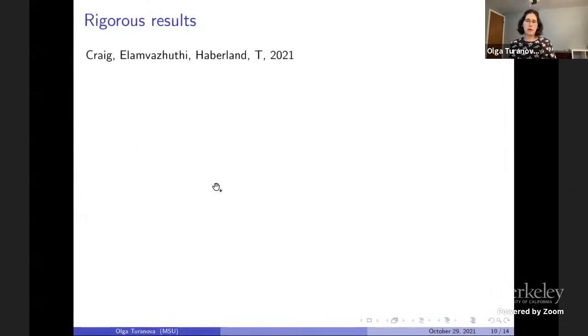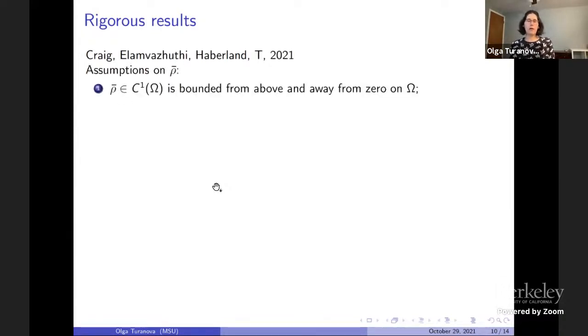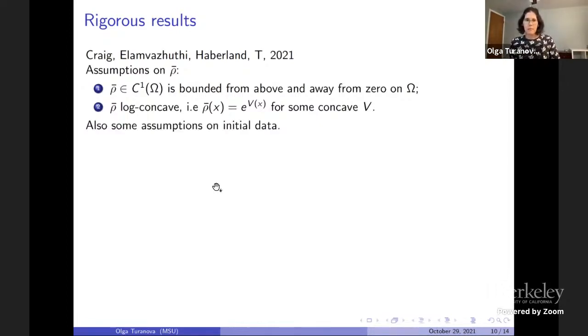So let me just state our results rigorously. There are my collaborators, Craig, Olga, Smoothie, and Hammerland. Our assumption on our coefficient is that it's C1 and bounded from above and strictly away from 0 on our Omega. The second assumption is that rho bar is log concave, so it's e to the v of x for some concave v. And we also make some assumptions on the initial data.